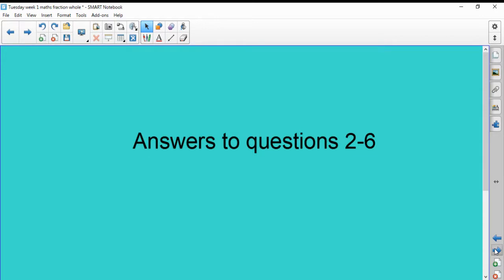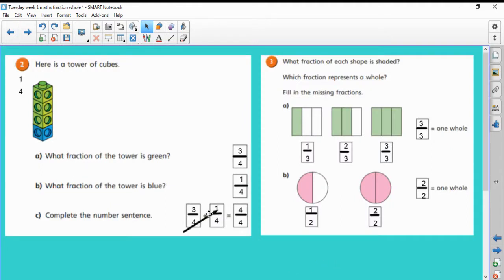And here now are the answers to questions 2 to 6. You can see the tower is made up of 4. The fraction of the tower that is green is 3 out of 4 cubes. The fraction of the tower that is blue is 1 out of 4, 1/4. 3/4 add 1/4 equals 4/4, which equals the whole tower of cubes.